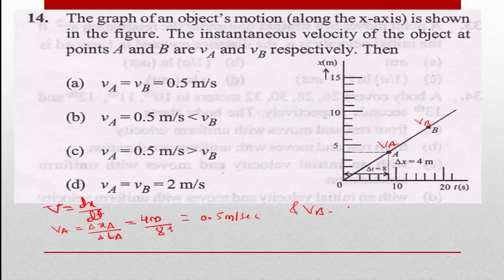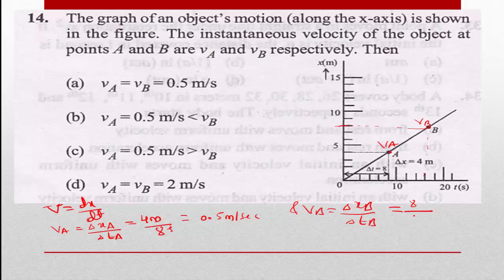And VB is equal to delta xB divided by delta tB. Delta x is 8 meter at this point. From here to here it is 8 meter, 9 meter and 10 meter.